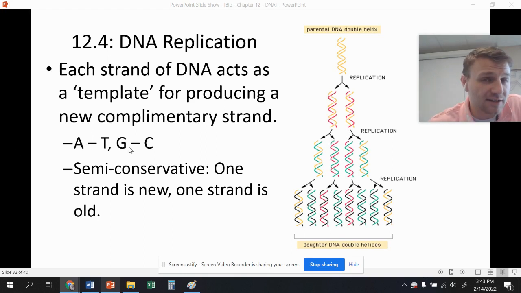Remember, we're still bonding A's and T's, G's and C's together on each side, but we're using each old strand as a template for the new strands. You can see this bottom strand has all black strands of DNA. You can see how it's called a semi-conservative model, where the old strand is used as a template for the new strand.